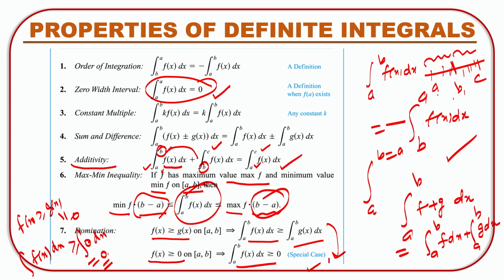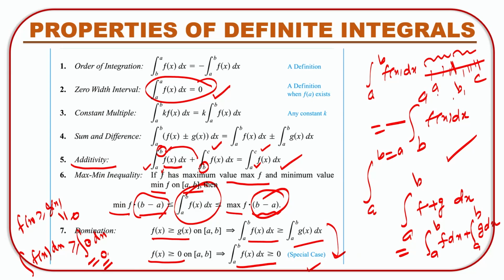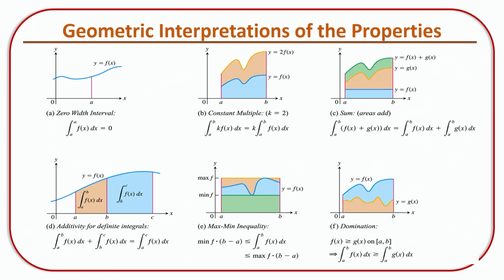So these 7 properties you have to always keep in mind, so that whenever integration comes up in geometrical problems, or in some trigonometrical problems, or somewhere you need an inequality or need to find different integrals as area, this will help you to evaluate those problems. And these are the geometrical interpretations of these properties.